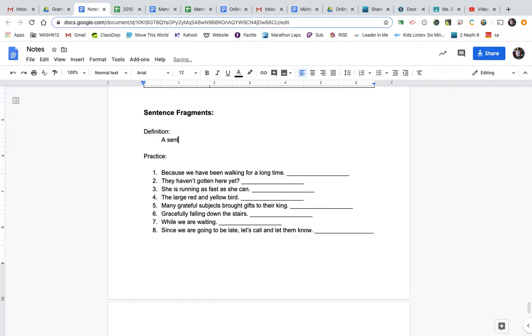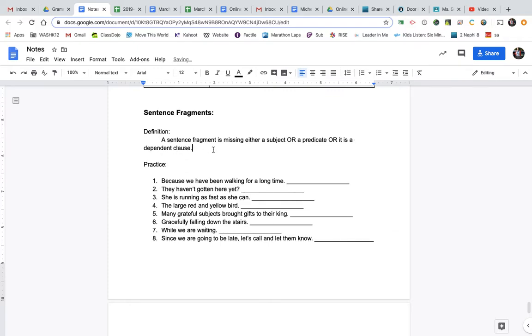A sentence fragment is missing either a subject or a predicate, or it is a dependent clause. If you want to have a little reminder about a clause, that's like a set of words, and a dependent clause means that it depends on another clause in order for it to be a complete sentence. An independent clause is something that can stand all by itself.